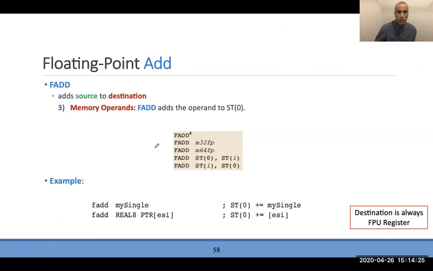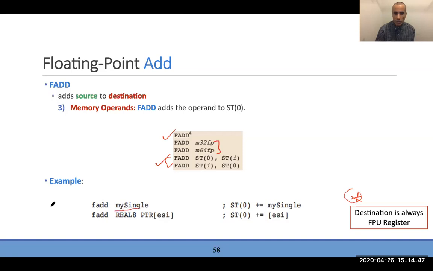Okay, so this is when you have a memory operand. So we covered this when we have no operands, and then we covered this when we have registers. So this is the memory operand. If you have a memory operand, keep this rule in mind: the destination must be an FPU register.